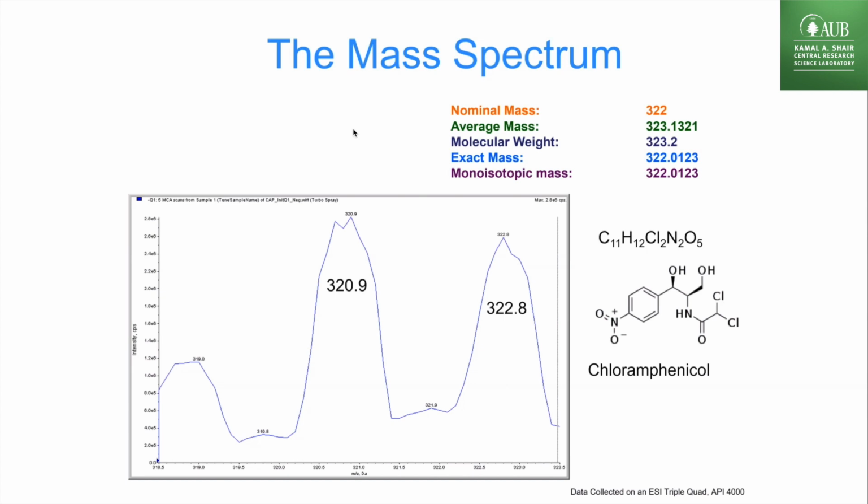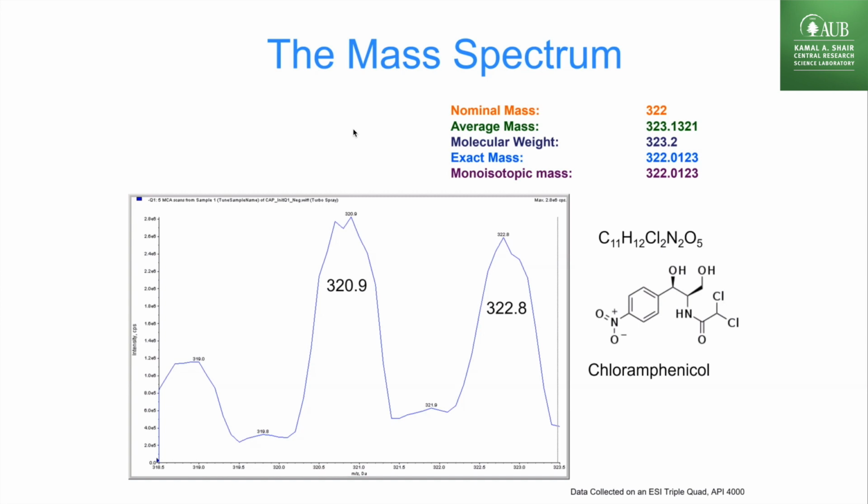So in order to begin to interpret any high-resolution information, we have to know the difference between these masses, and we have to know the correct one to use. As you can see, there's a huge difference in these numbers. The nominal is 322, the average is 323, so that's almost one whole Dalton difference. And the monoisotopic has the decimal after it. The molecular weight is abbreviated to 0.2.